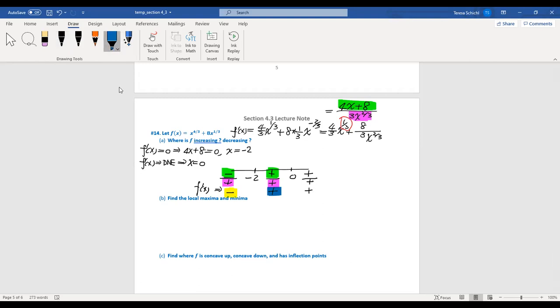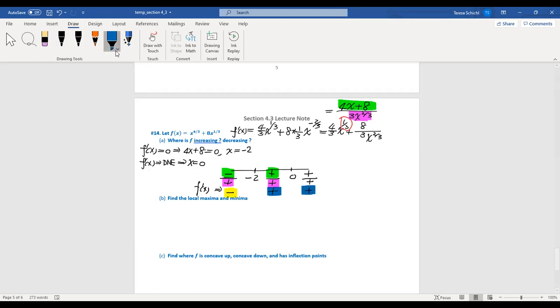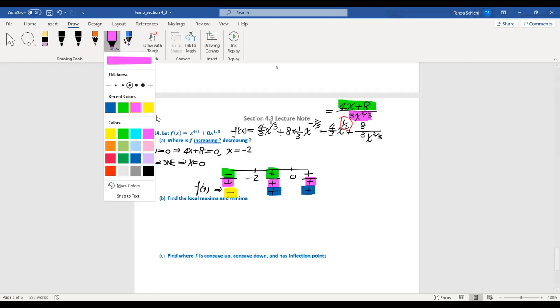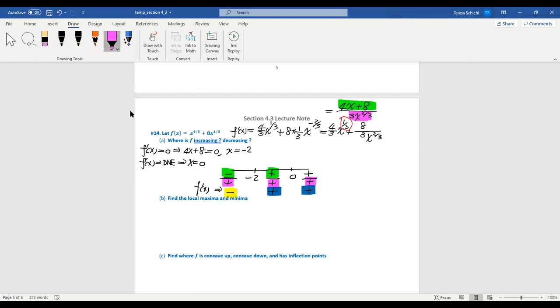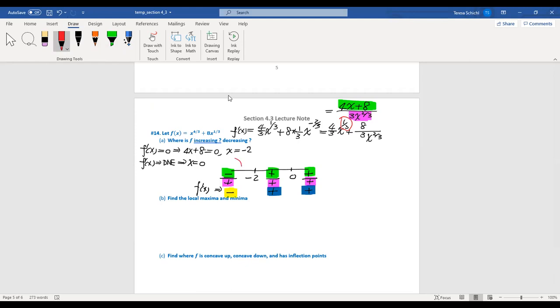Okay, same way, let me color code for you. So overall this is positive, and this positive is from the denominator, and this positive is from the numerator here. Now after that, I can start to draw. This one here is negative. What does negative mean? Decreasing, right? Then what is positive? Increasing. Correct? Okay, so now I can write it.